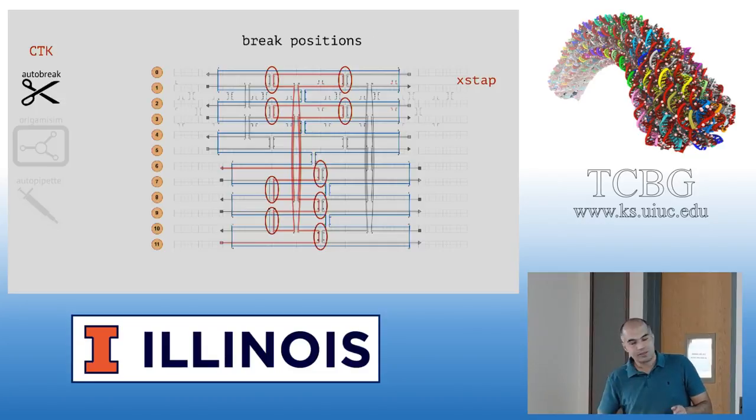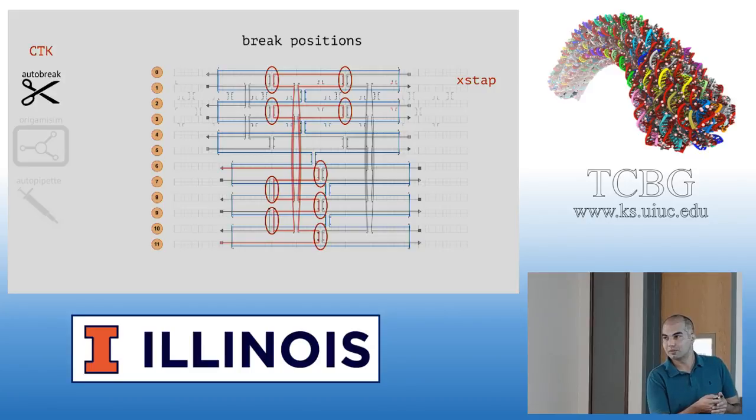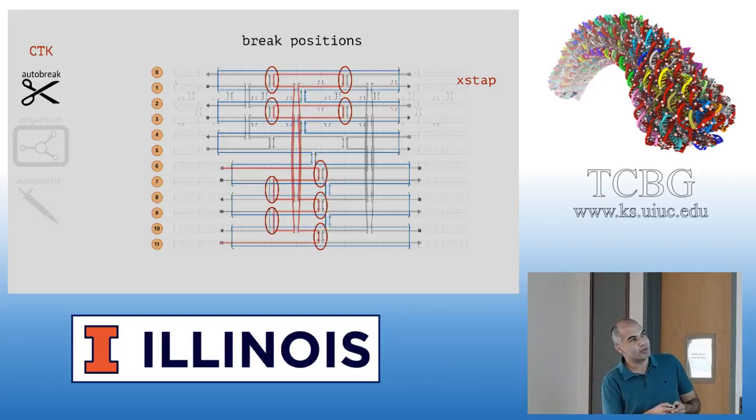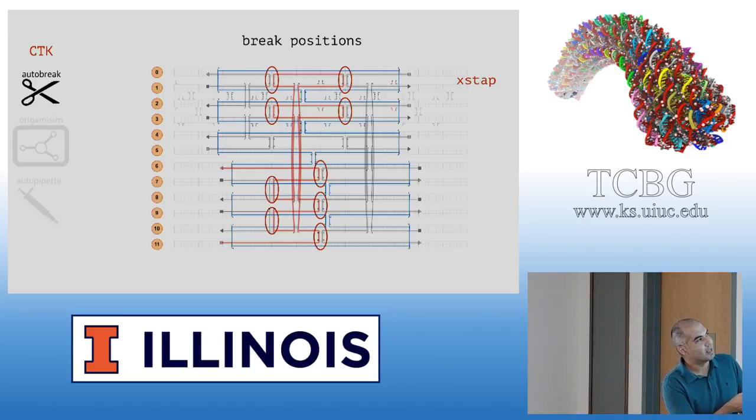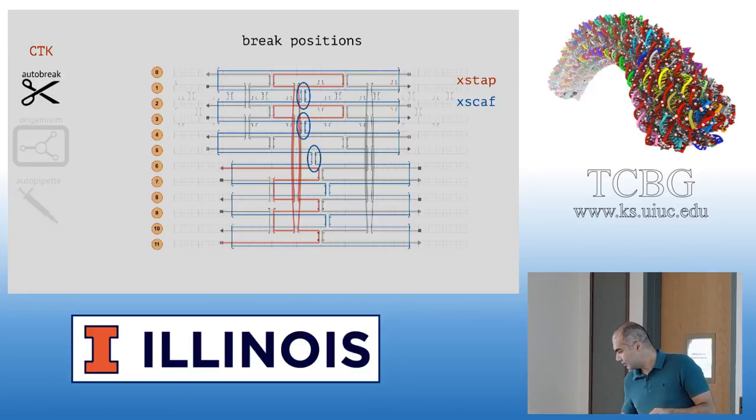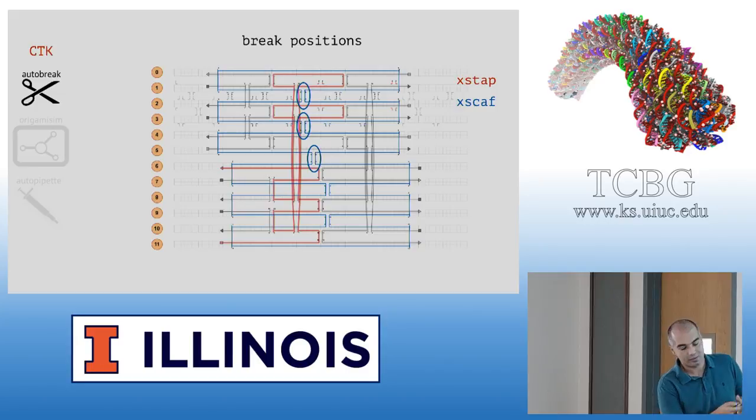The next question is, what will be the break positions? So what are the nodes? In this presentation, there's one class of breakpoints. I call them crossover X step. So these are the crossovers for the staple strands. There's another word at the potential breakpoints at the scaffold crossovers.